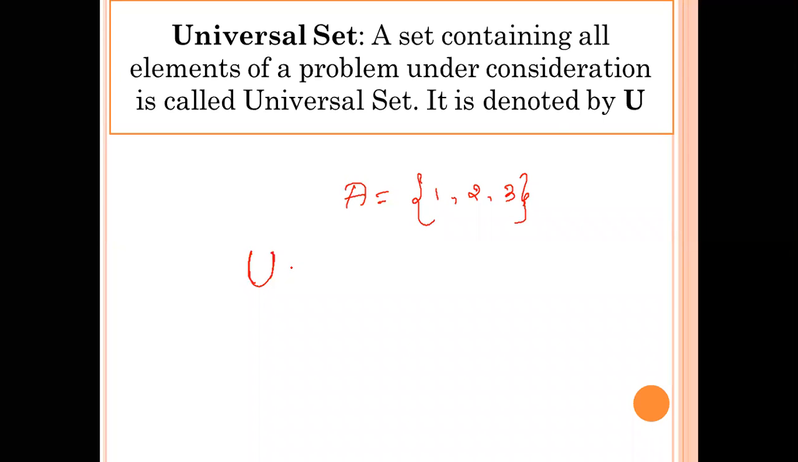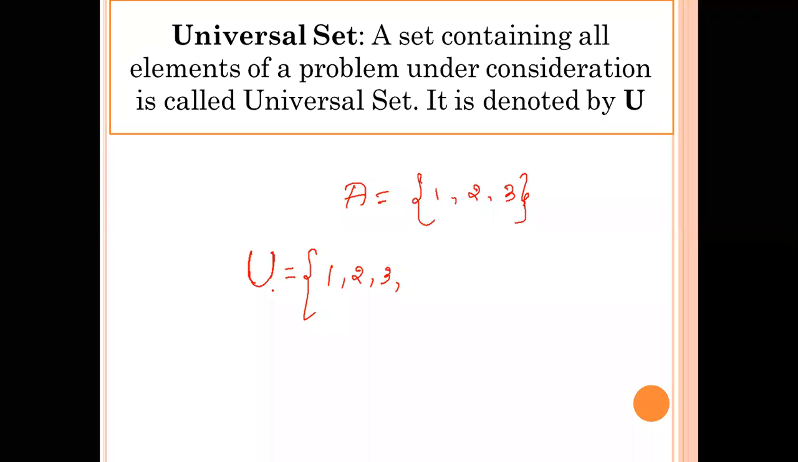Now, what are the elements in the universal set? Universal set of A should contain all the elements of A, or it can contain more than that, not less than that. If you want to find the universal set of a given set A, it should contain all the elements in set A, or it can contain more than that. For example, here A has how many elements? 3 elements.